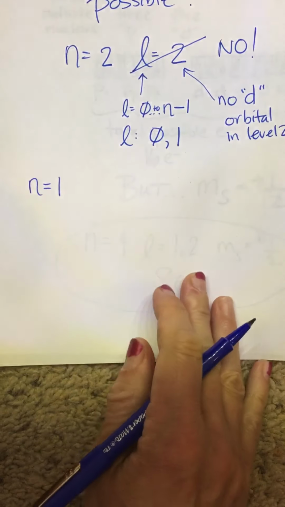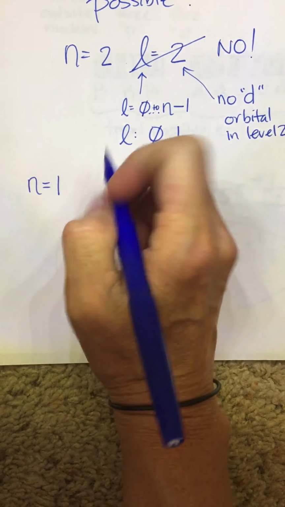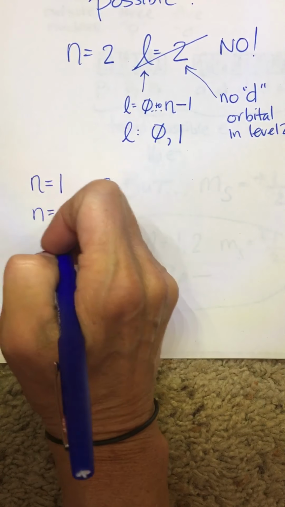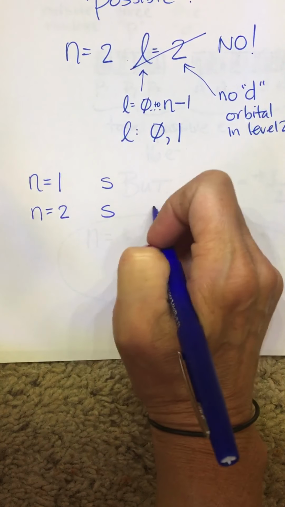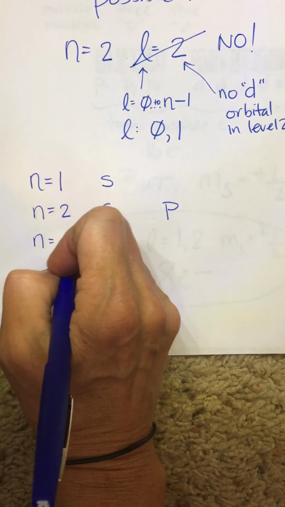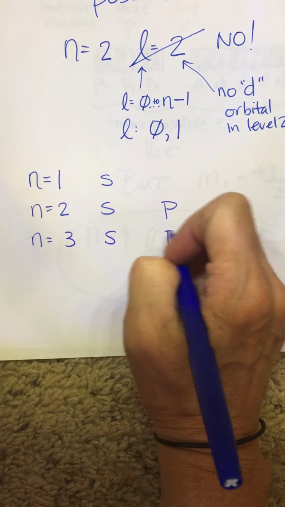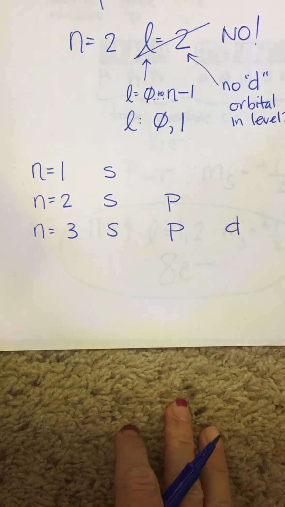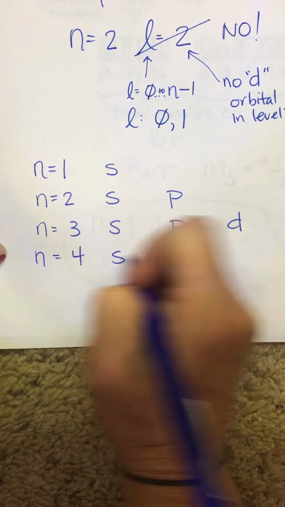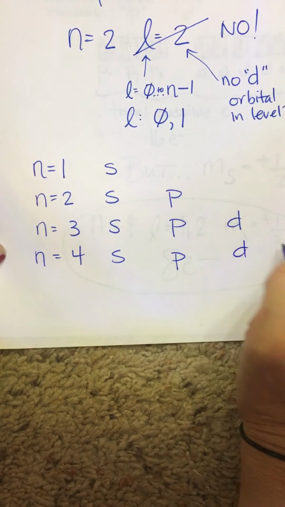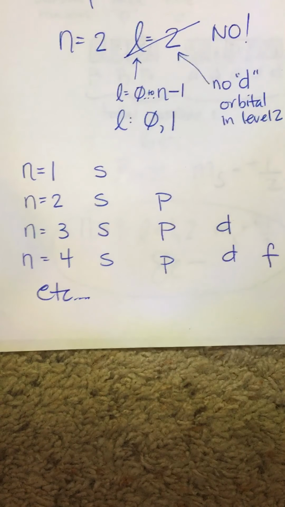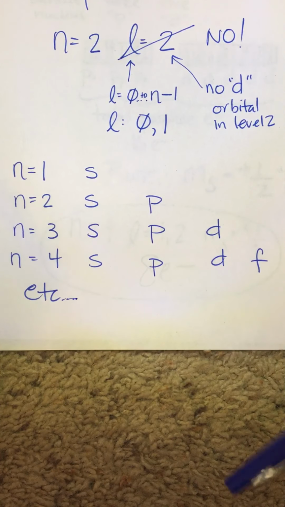Okay, so just a quick little recap. In level 1, we have an s orbital. Okay. In level 2, we have s's and p's. In level 3, we have s's, p's, and d's. And that pattern continues. In level 4, we have 4 types, S, P, D, and F. And that pattern would continue. In level 20, there would be 20 types of orbitals.